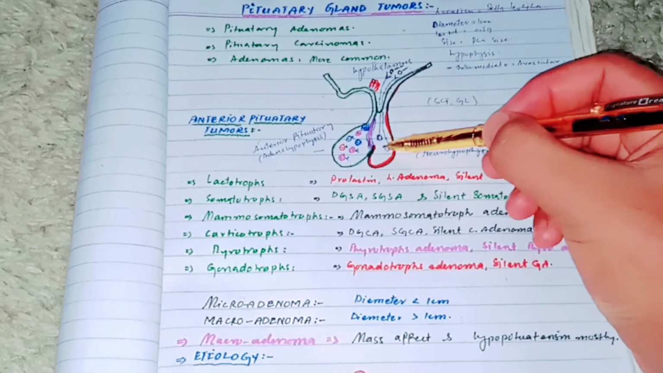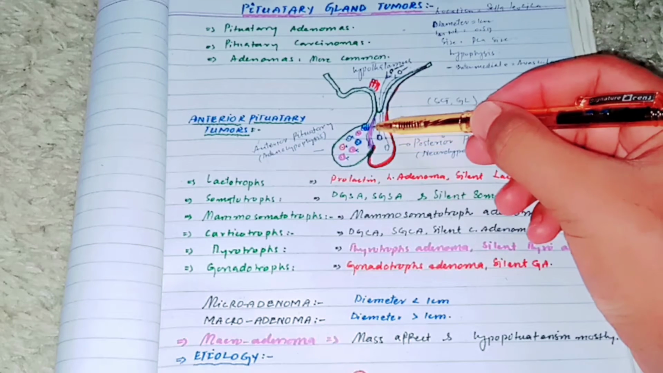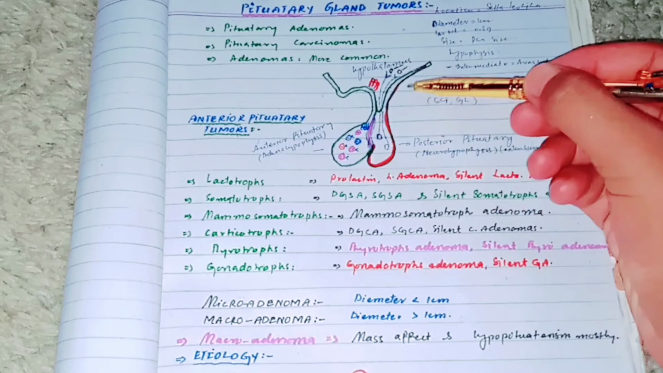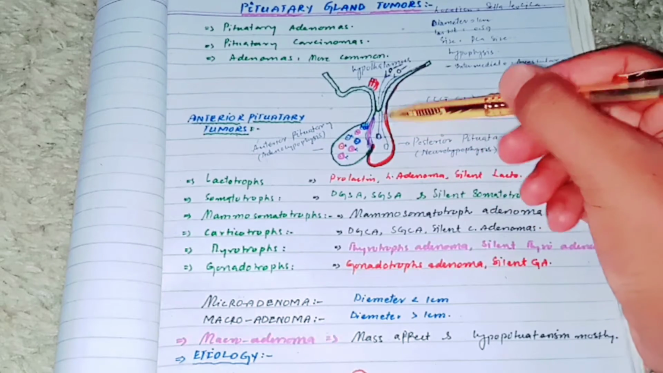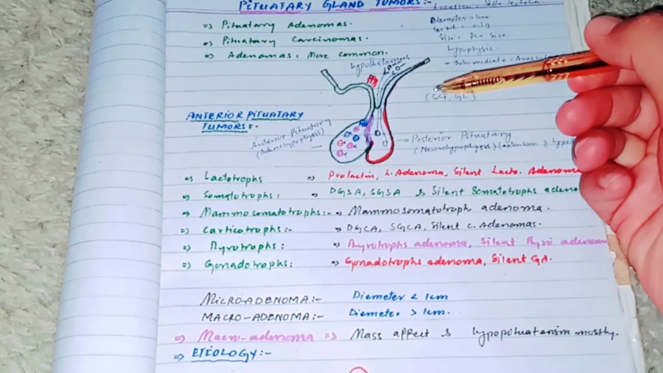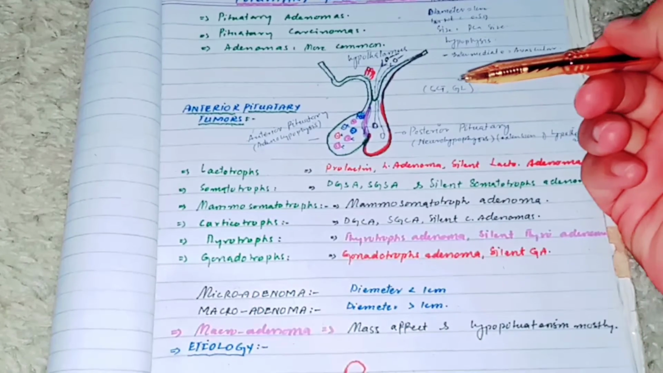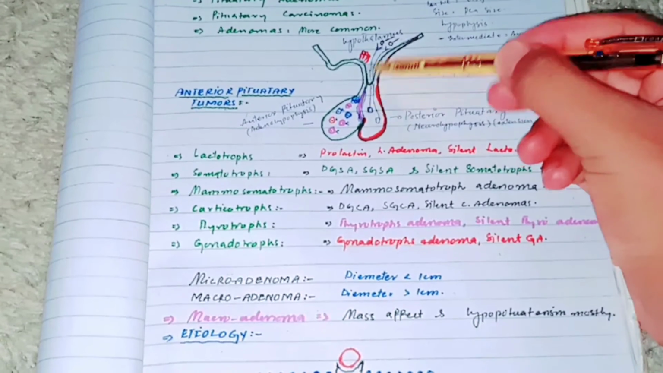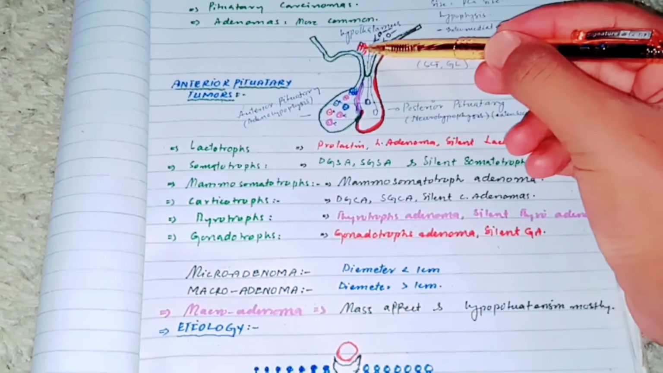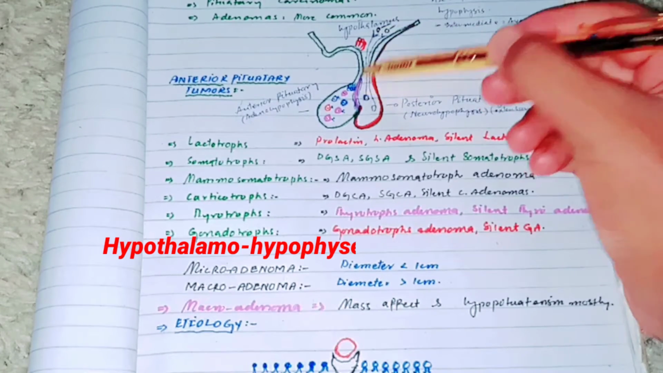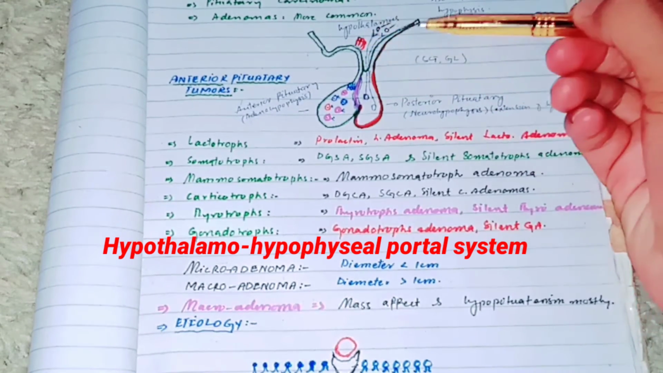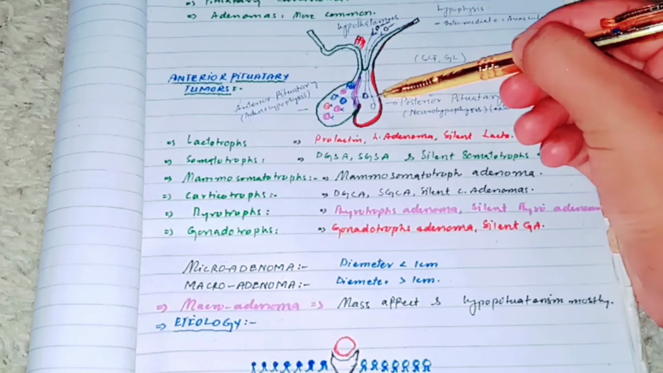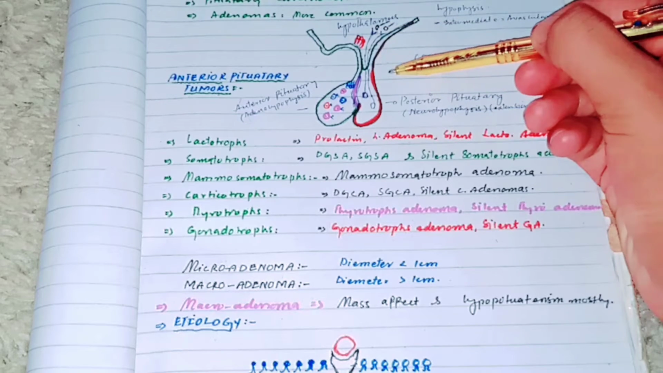So, in between the anterior pituitary and posterior pituitary, there is a small connection. This connection is called the intermediate lobe, but it is not significant in humans, almost absent in humans. The anterior pituitary has a connection with the hypothalamus through blood vessels. These blood vessels are called the hypophyseal portal system. And the posterior pituitary has a connection with the hypothalamus through neurons.